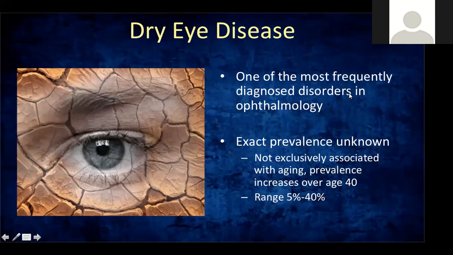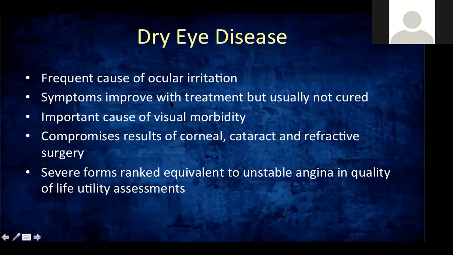So it's one of the most frequently diagnosed disorders in ophthalmology. However, the exact prevalence is unknown. It's more commonly seen in the elderly, but it's not exclusive to them. The prevalence increases over age 40. And the range, it's an estimate, is 5% to about 40% of the population could be affected by dry eye. It's a frequent cause of ocular irritation. We don't really cure dry eye, but we treat to improve the symptoms.